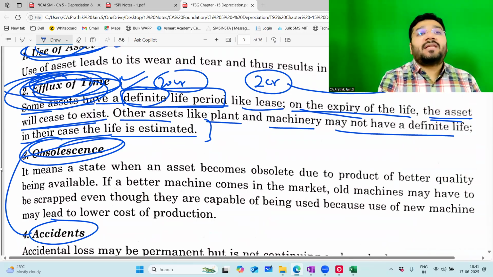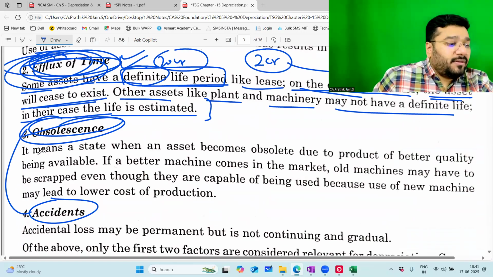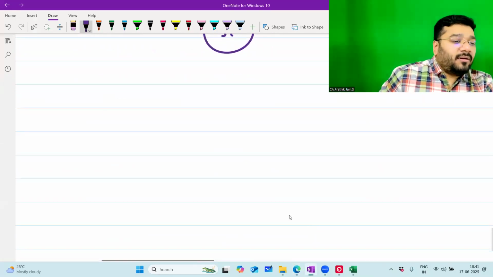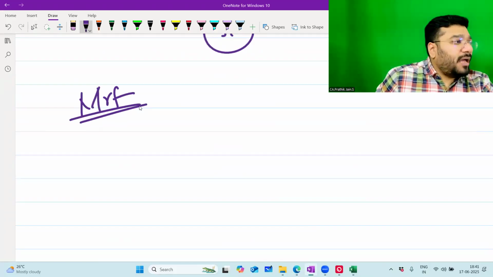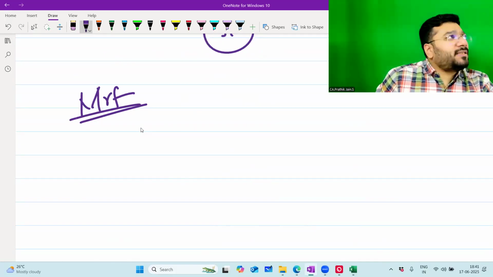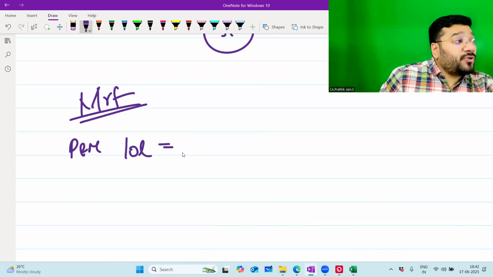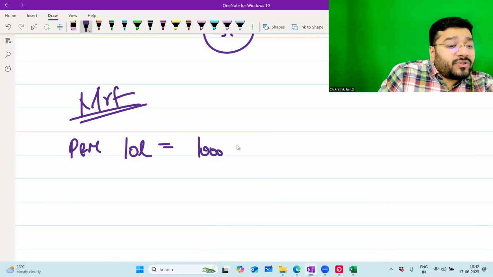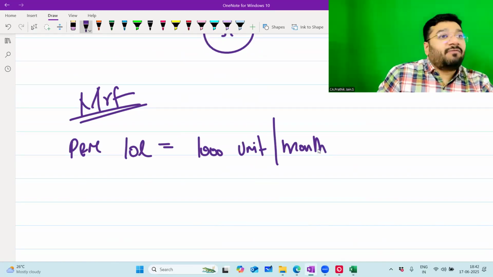Now, third point, obsolescence. What is the meaning of obsolescence? Correct. Let's say I'm into manufacturing industry. 3 years ago, I purchased one machinery, plant and machinery, for 10 lakh rupees. This machinery is producing or was producing 1,000 units per month.